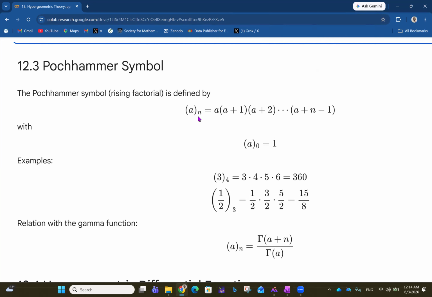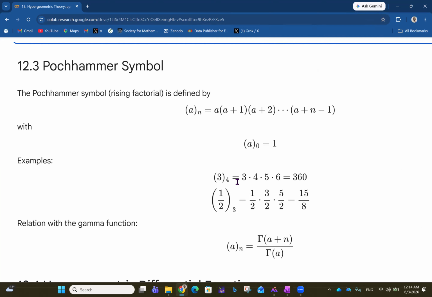For instance, if you have 7 factorial, that's 7 times 6 times 5 times 4 times 3 times 2 times 1. But if you have 7 sub 3 in Pochhammer, it means that from 7, go 3 steps. So that's 7 multiplied by 7 plus 1, which is 8, that's 7 times 8 times 9. So from 7, 3 steps starting from 7. But a sub 0 is equal to 1 in case you have to deal with that.